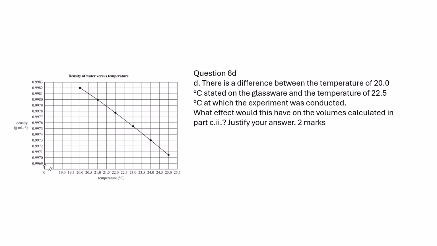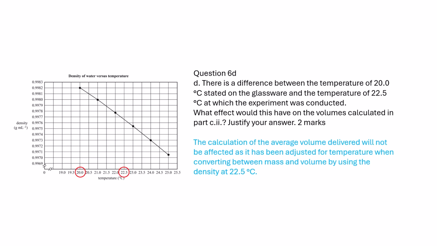There is a difference between the temperature of 20.0 degrees Celsius stated on the glassware and the temperature of 22.5 degrees Celsius, at which the experiment was conducted. However, we should use the water density at 20 degrees Celsius to calculate the volumes so that the average volume calculated is not affected.